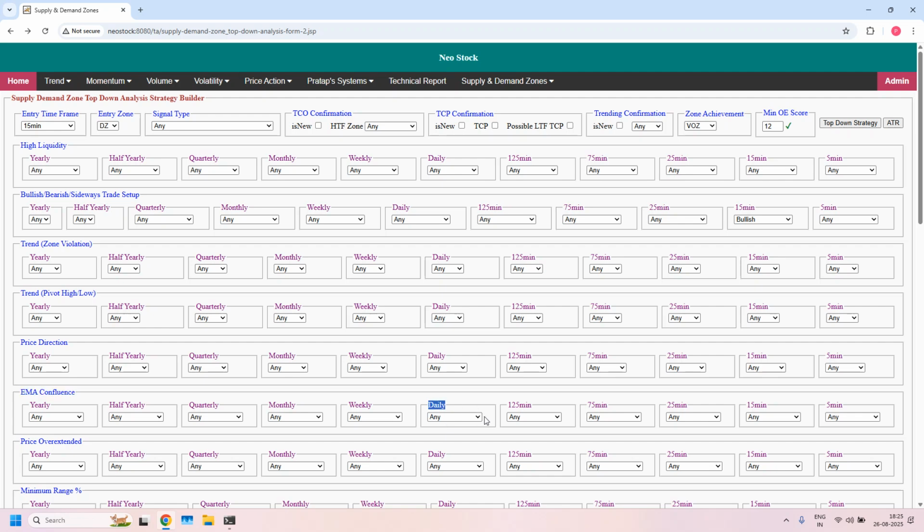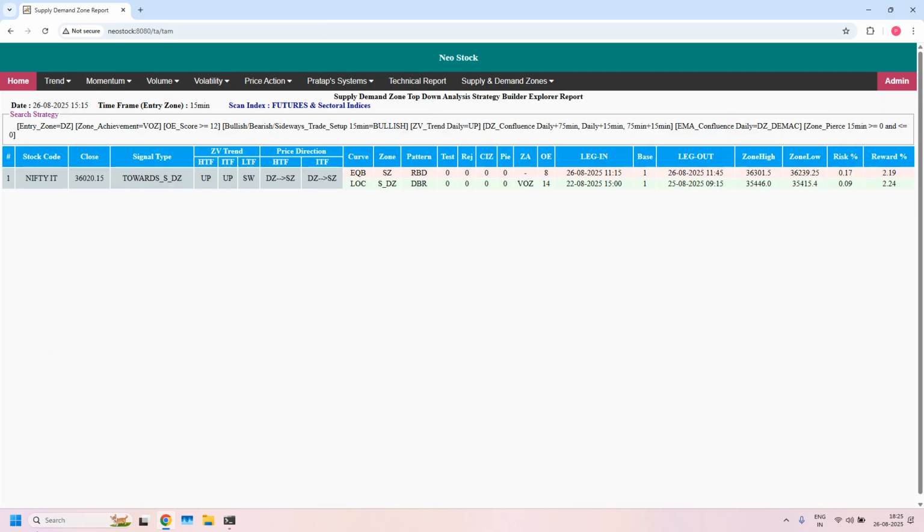At a daily time frame by checking daily demand zone with daily EMA confluence. And also trend on the daily should not be sideways. It should be uptrend because it is bullish trade setup. So one stock is filtered. This 15 minutes demand zone for daily income trade.